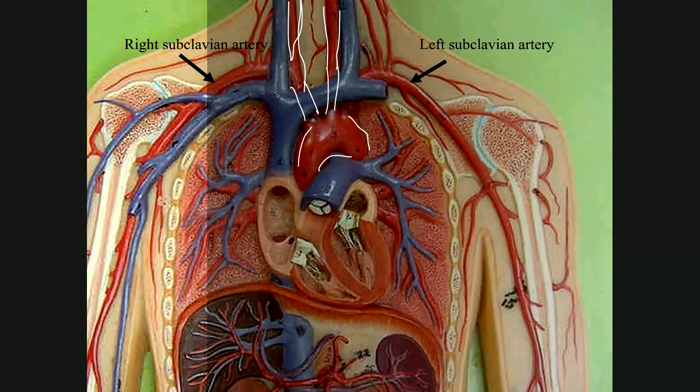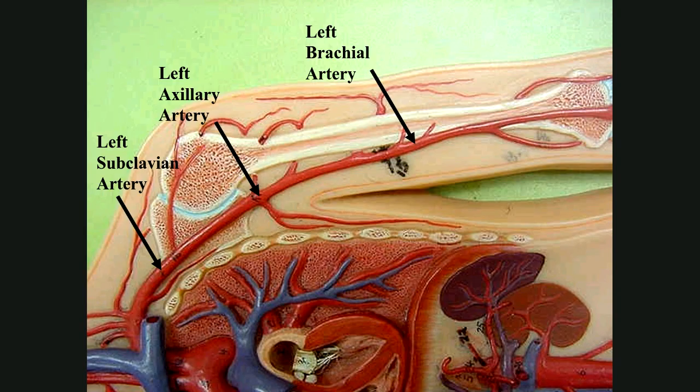Subclavian means below the clavicle is what it means. So that's where they run. They run right underneath the clavicles. And they're going to run out to the arms. So there is a right subclavian and a left subclavian. And what's going to happen is it's going to keep going down the arms. Well, when it goes a little further down the arm, there's the subclavian. It's going to turn into the axillary. Remember, axilla means armpit. And so that's where it's going to go through, right through the armpit.